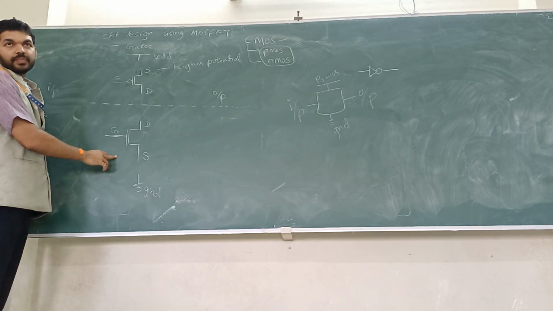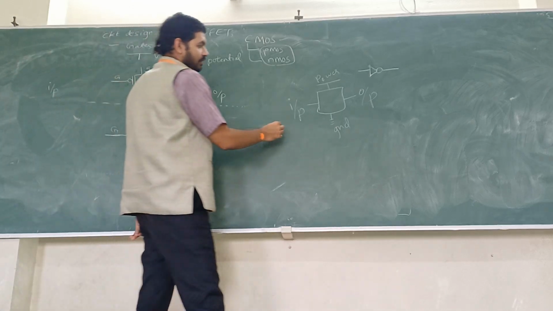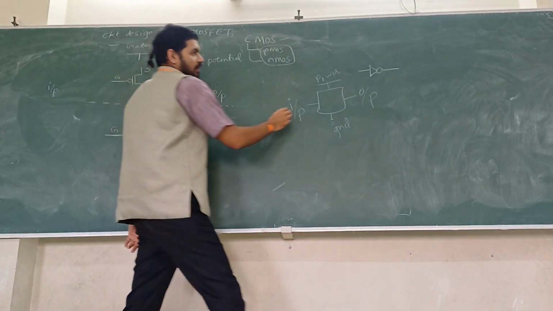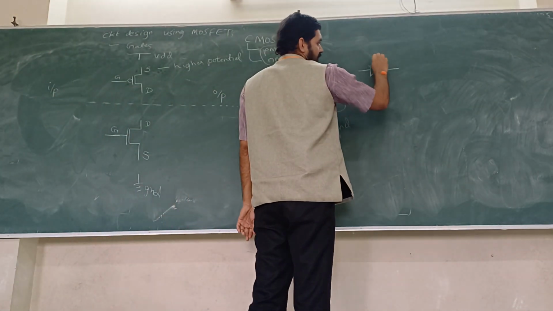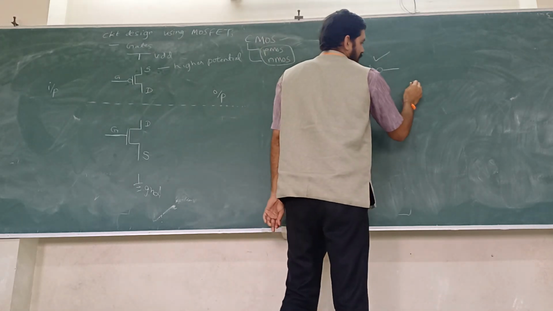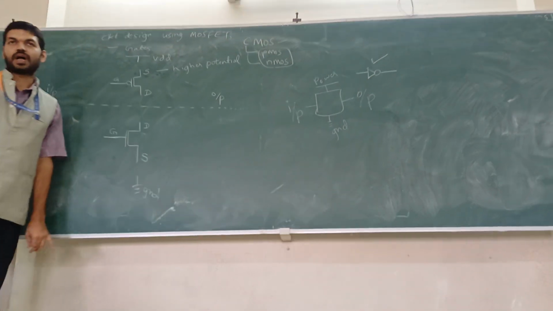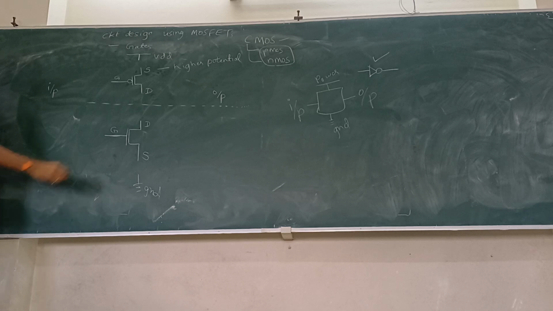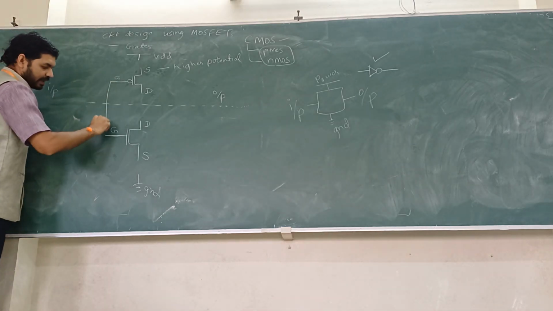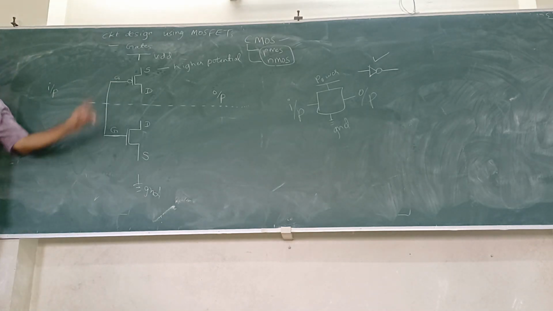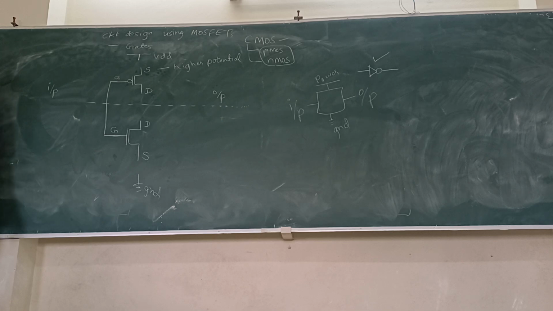Next, we are designing the inverter. So this is the symbol of inverter. Using MOSFET, how we are designing the inverter is, we are shorting both the gates. Gate of PMOS and gate of NMOS shorted.